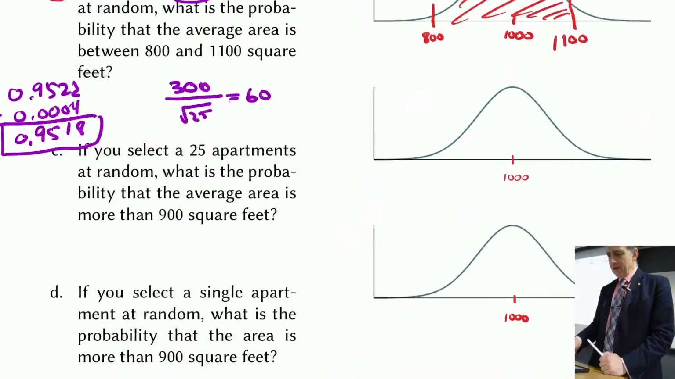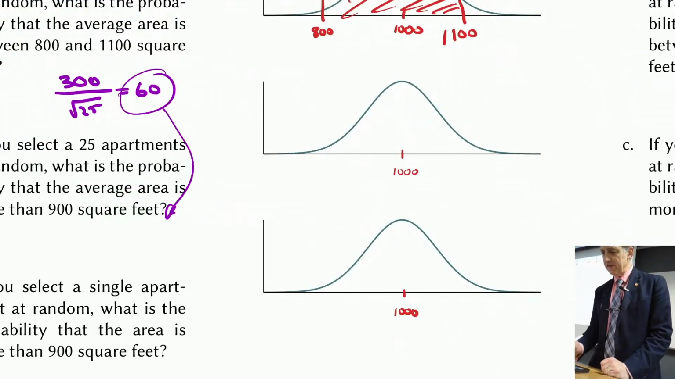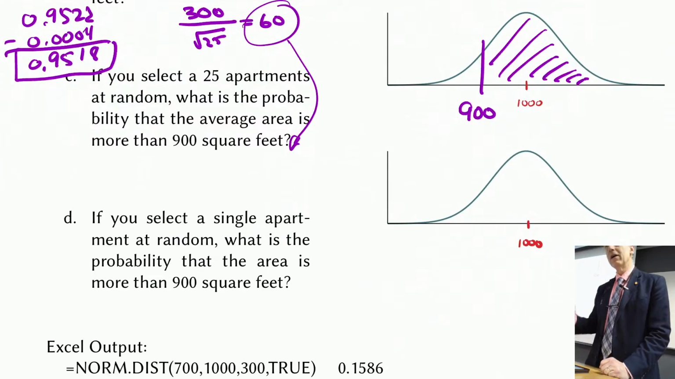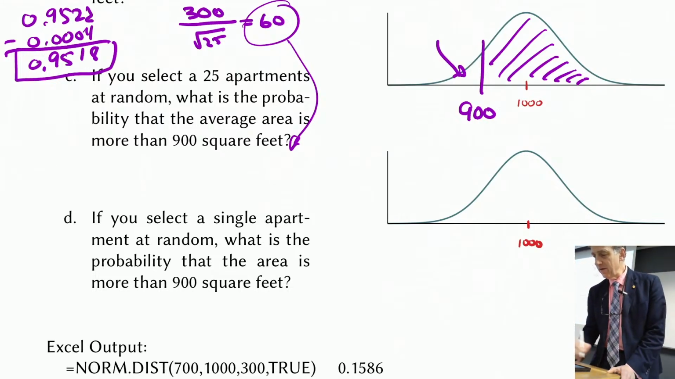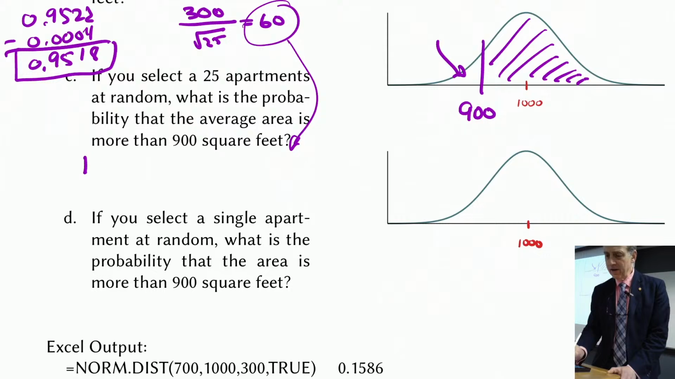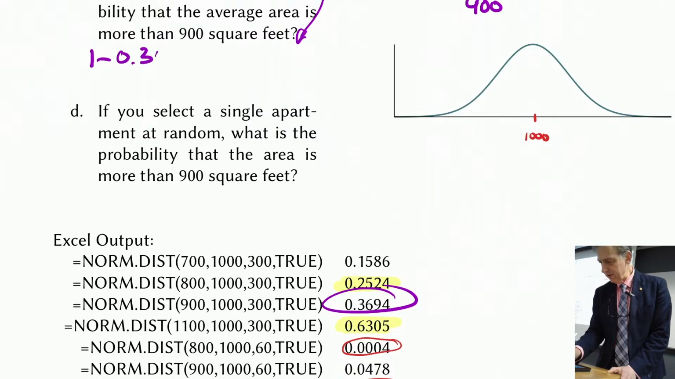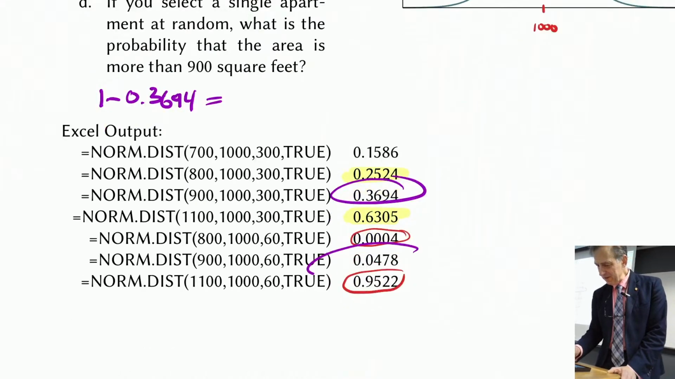We'll do this a little quicker. It says 25 apartments, so we're using the central limit theorem again, so we'll use 60 for the standard deviation. We want to know the probability of being more than 900. So because Excel is leftist, you're going to have to take the answer that we get from the table and subtract it from 1. So this isn't too bad. 1 minus this number, 0.3694. Oh, no, wrong one. Just a minute. That goes down there. Okay, try again. 1 minus this number.